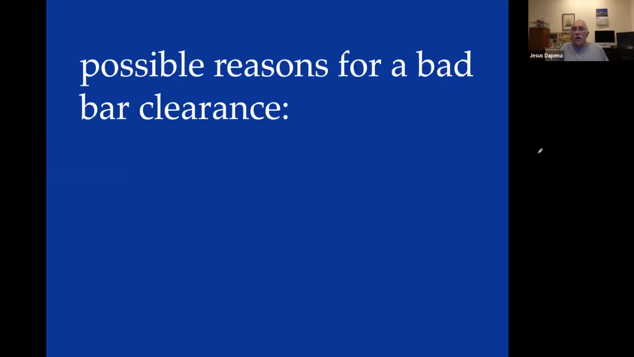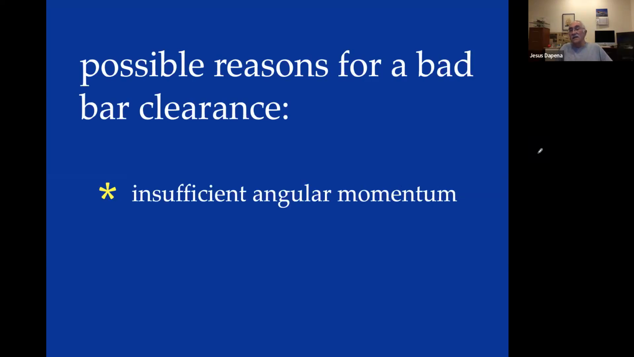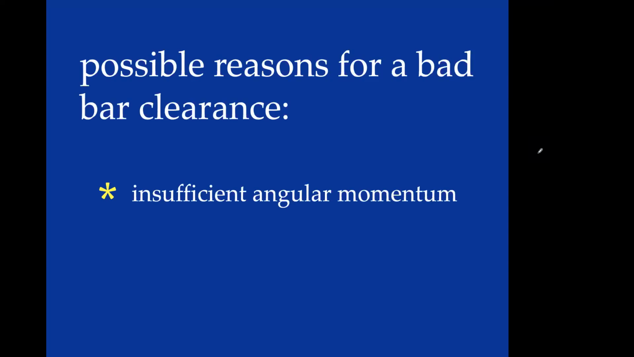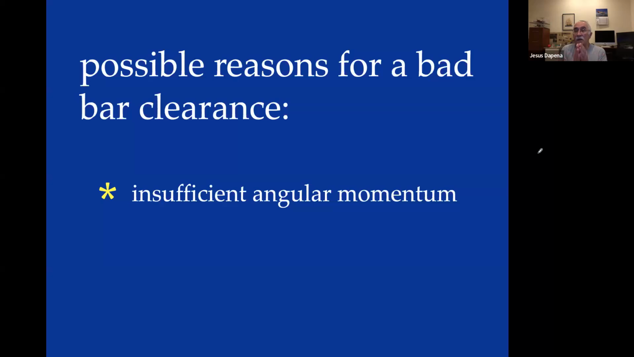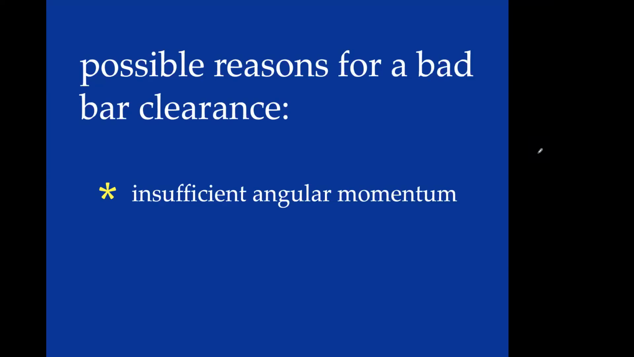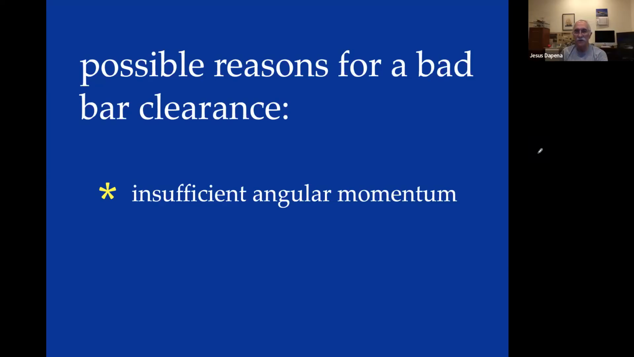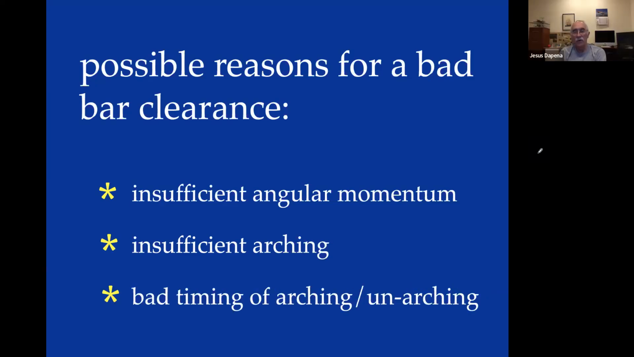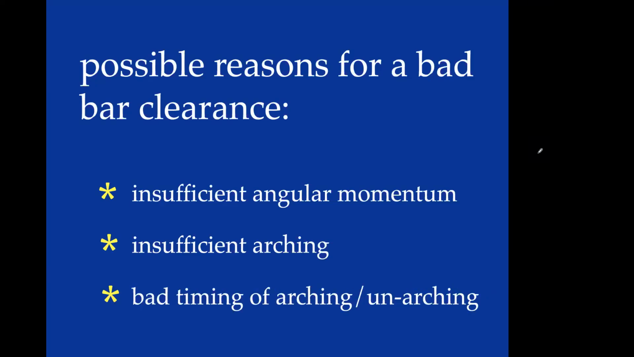Okay, so if your bar clearance is bad, what can produce that? One reason is insufficient angular momentum. And why would that be? Maybe you did not have enough backward lean at the start of the takeoff phase, or you did not have enough lean towards the left at the beginning of the takeoff phase. There could be other reasons for insufficient angular momentum. We'll talk about them a little bit later. Another possible problem is insufficient arching, or you have good arching, but your timing is terrible.